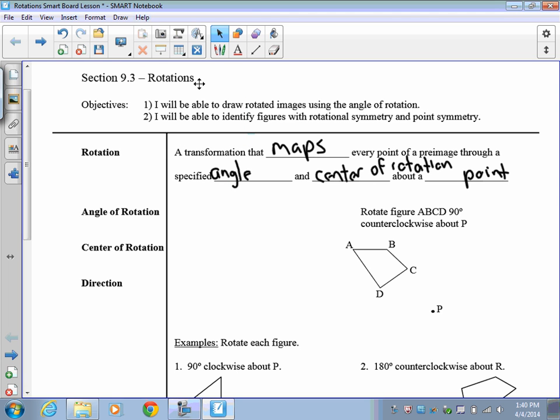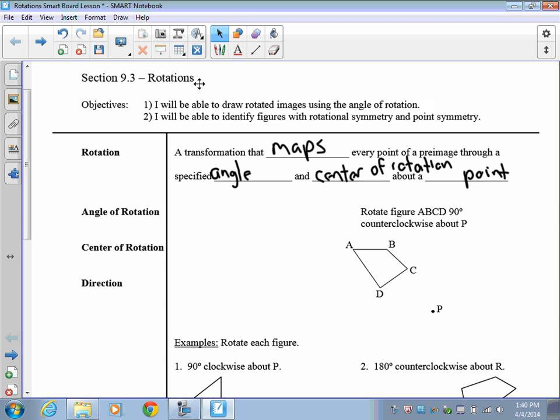So these will be the notes for section 9.3 rotations. By the end of this, we should be able to meet these two objectives. I will be able to draw rotated images using the angle of rotation, and I will be able to identify figures with rotational symmetry and point symmetry.